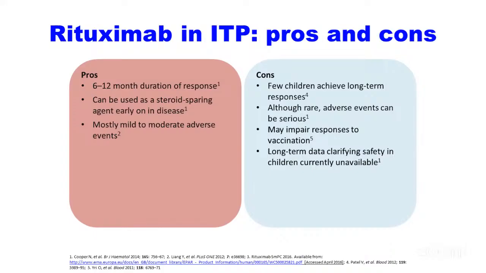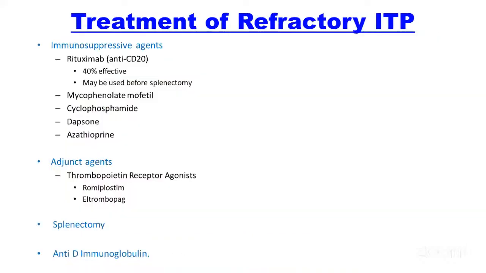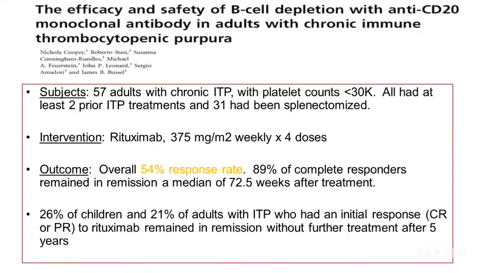Rituximab usually gives a 6 to 12 months duration of response. Steroid sparing effect is there, mostly mild to moderate adverse events. Few children achieve long-term responses, although rare adverse events may impair responses to vaccination. Long-term data on safety are unavailable. This is the treatment of refractory ITP, where immunosuppressive drugs like rituximab, mycophenolate mofetil, dapsone, azathioprine, cyclophosphamide are used. There might be adjunct agents like thrombopoietin receptor agonists, romiplostim and eltrombopag, splenectomy, and immunoglobulins.